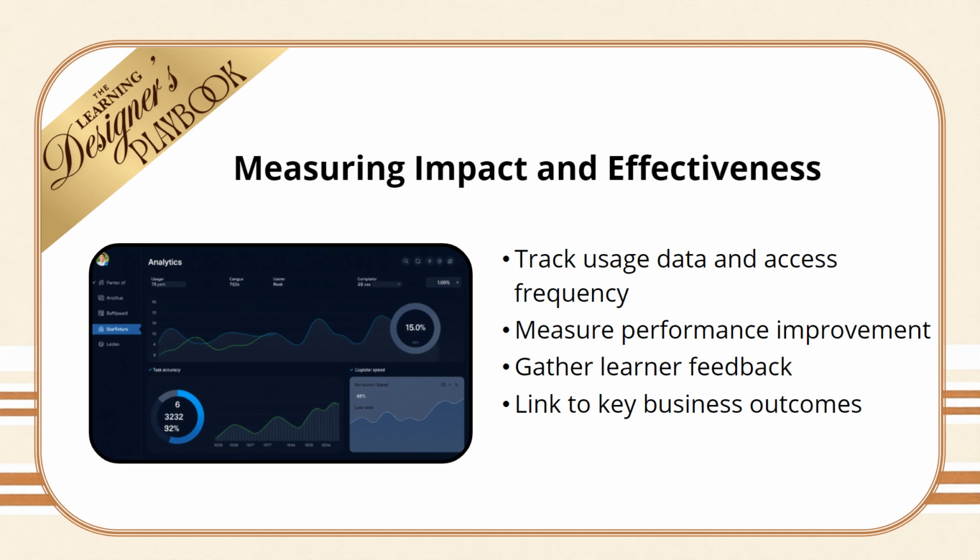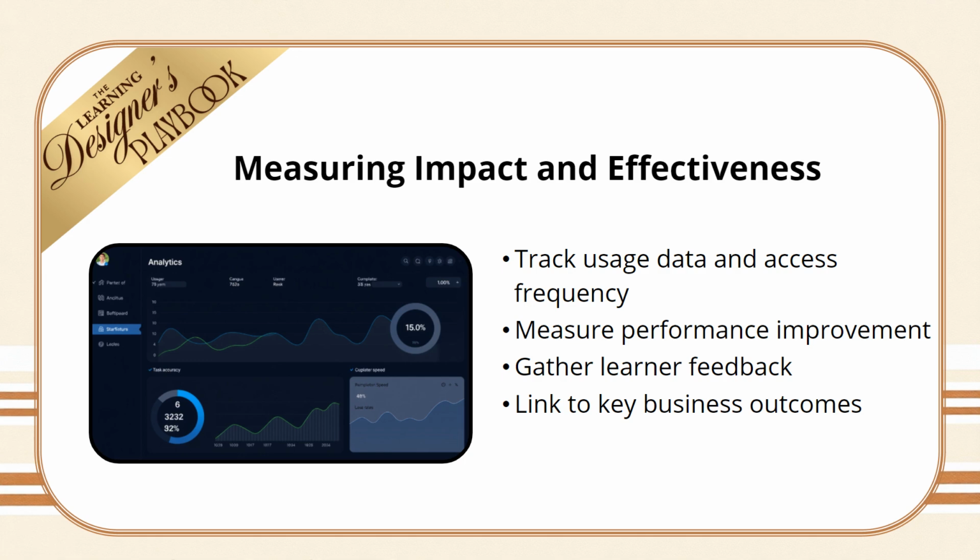Measurement is the link between design and improvement. For just-in-time learning, impact can be measured in several ways. Usage data tells you how often resources are accessed and by whom. Frequent use often indicates strong alignment with job needs. Performance metrics such as task accuracy, speed, or customer satisfaction reveal deeper outcomes. Learner feedback provides context: why people use or avoid certain tools.